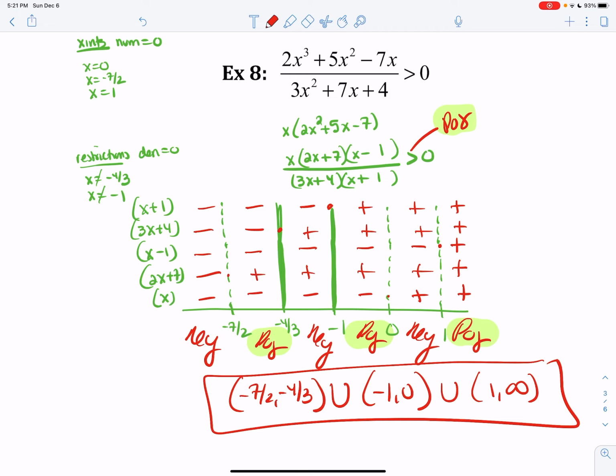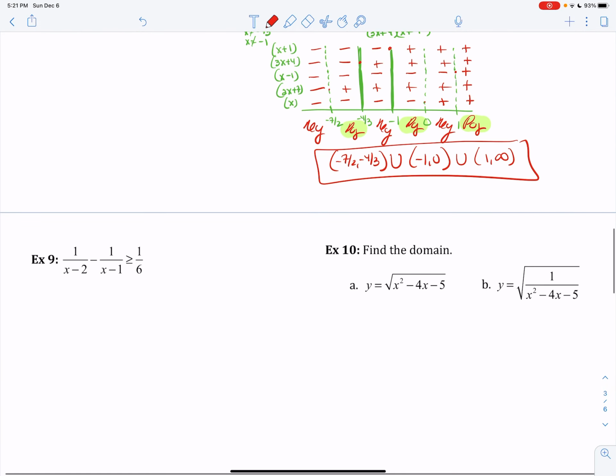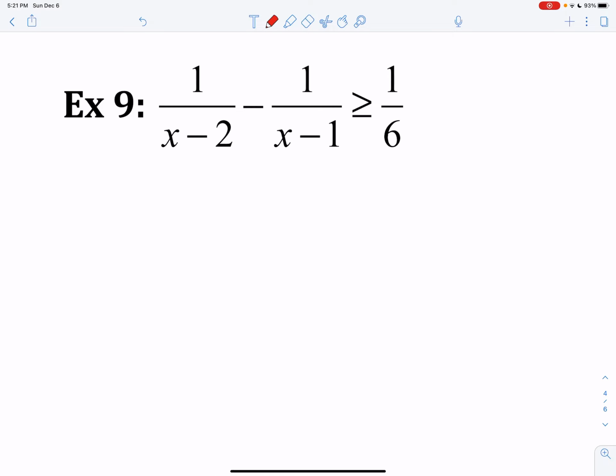Okay, let's move on here. So we're going to move on to number 9. On number 9, very similar. We have our rationals, but here now it's not a single fraction. So we have multiple fractions.